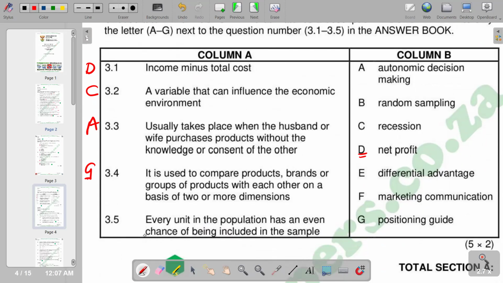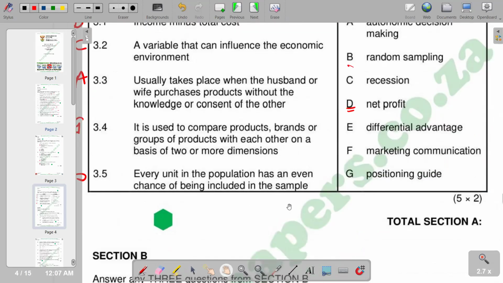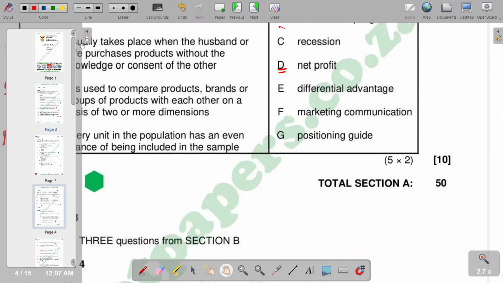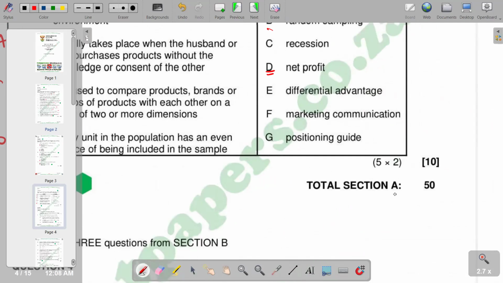And then at 3.5, every unit in the population has an even chance of being included in the sample. This is random sampling, which we have on B. Remember, random sampling, basically each member of the subset that we're looking at has an equal probability of being chosen. So that is random sampling. And you'll see that this is the end of our question 3 and end also of our section A with a total of 50 marks.